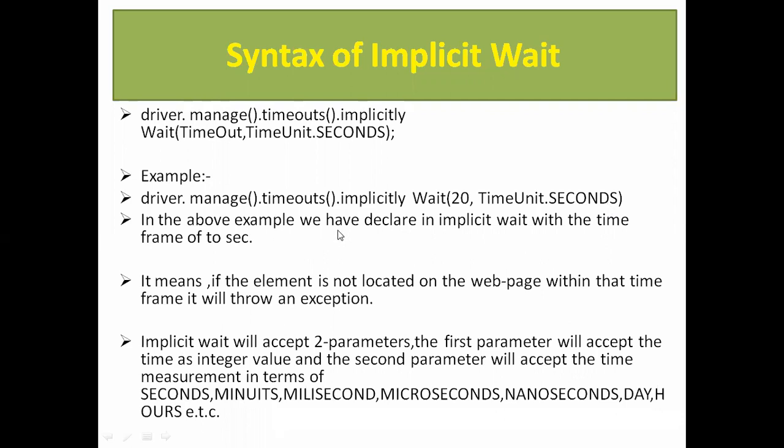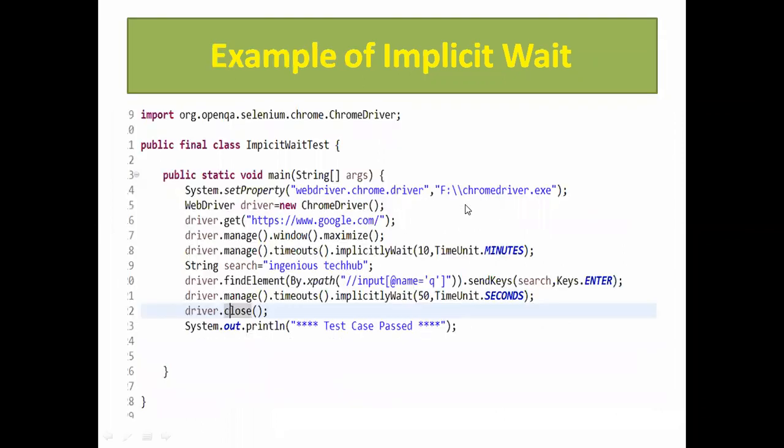So in the above example, we have declared an implicit wait with the time frame. It means if the element is not located on the web page within that time frame, it will throw an exception. Implicit wait accepts two parameters. The first parameter accepts time as an integer value, and the second parameter accepts the measurement unit, whatever time you want to give.